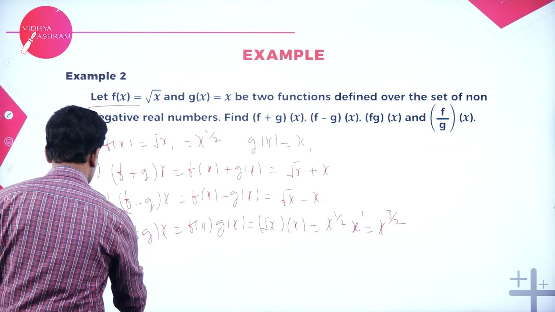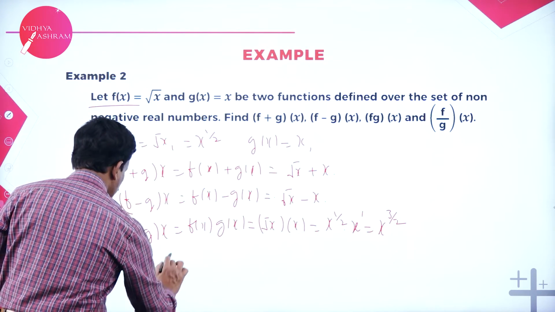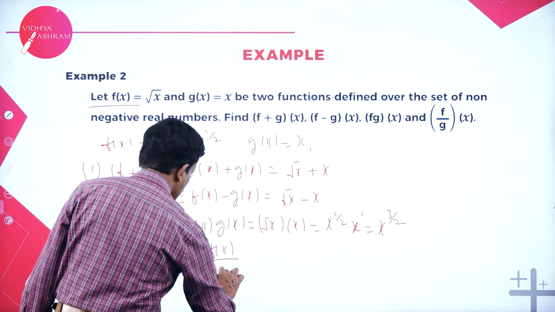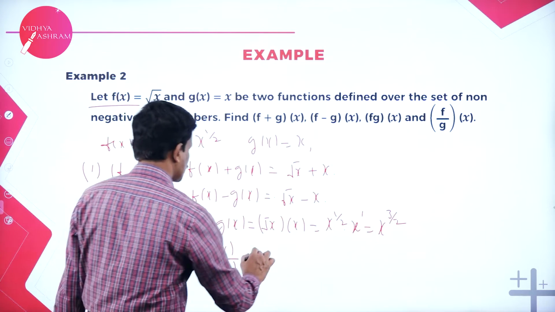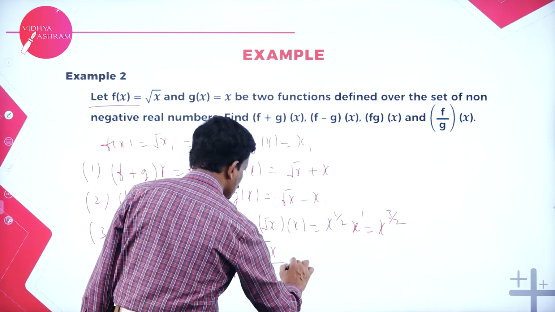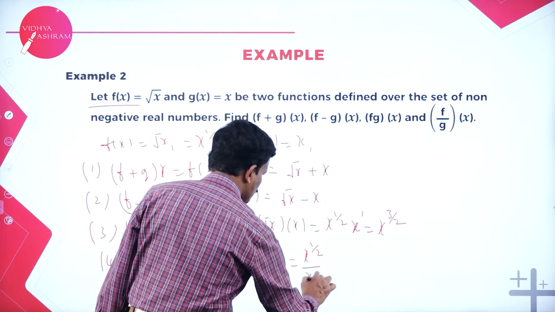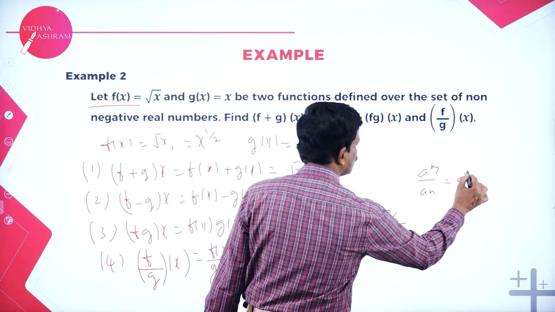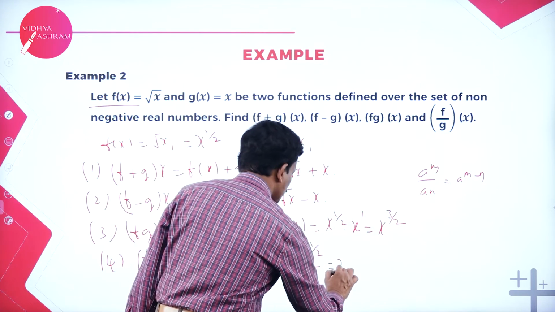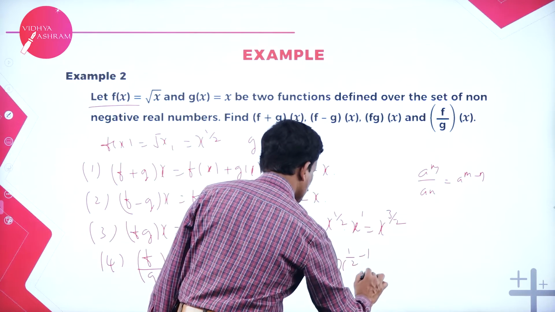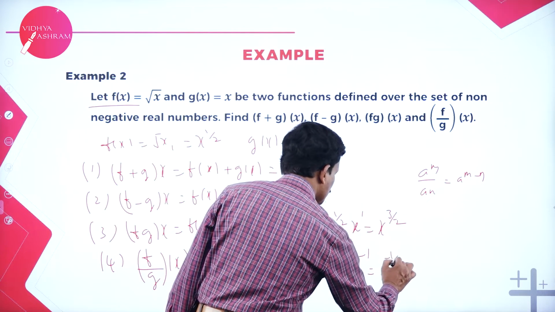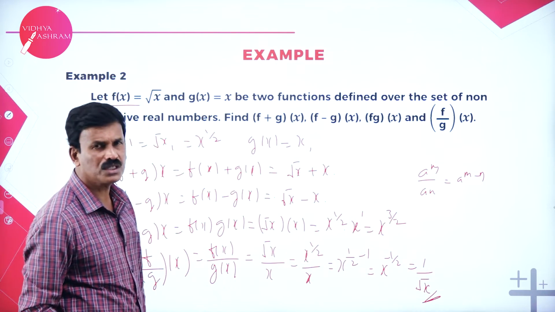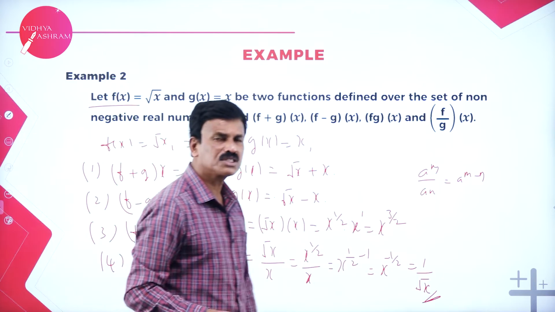Now the last one, f by g of x. So this is nothing but f of x divided by g of x. What is f of x? Root x divided by x. So this can be written as x to the power of half divided by x. Again, law of indices: a raised to m by a raised to n is equal to a to the power of m minus n. If you want, you can write x to the power of half minus 1. This is x to the power of minus half. Bring this to the denominator, 1 by root x. That's it. This is how we are going to find the values of the given function.